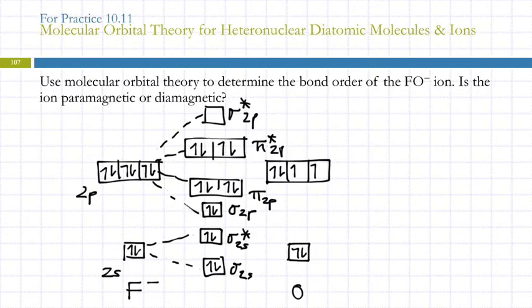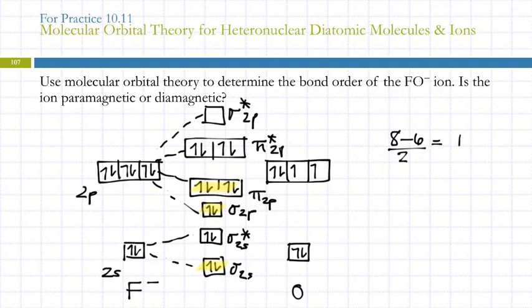What's the bond order? Well, we have to look at the bonding orbitals. So that's bonding, that's bonding, that's bonding. How many electrons in the bonding orbitals? 8. How many in the anti-bonding orbitals? 6. Divide by 2. So that's a bond order of 1.